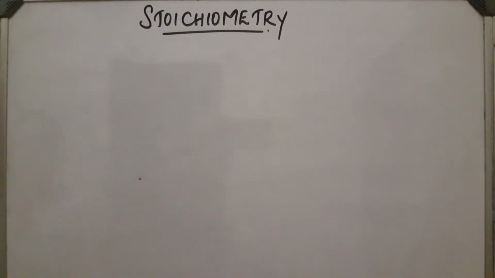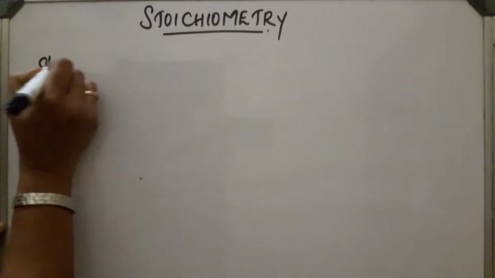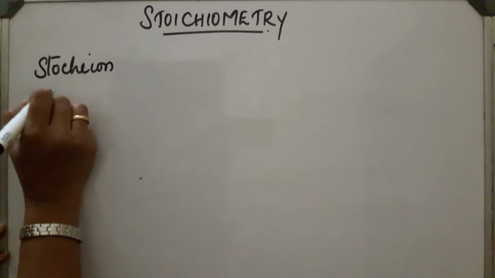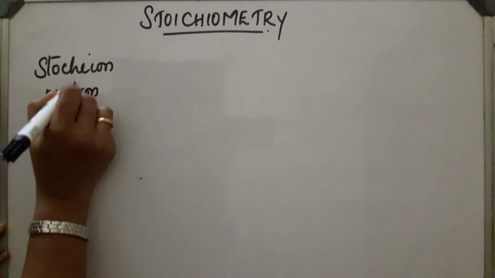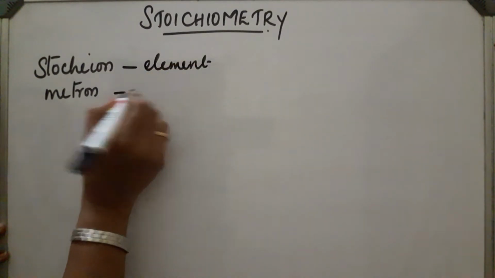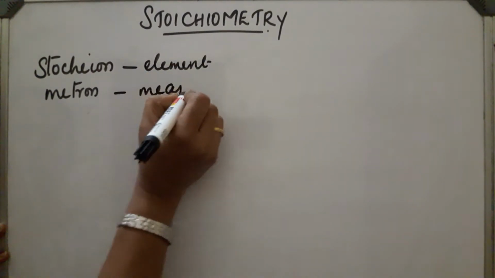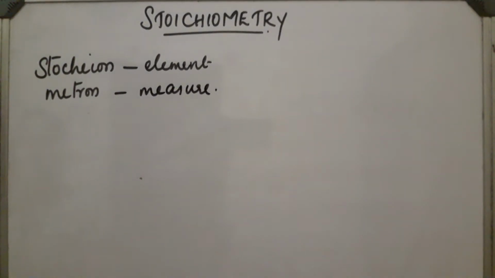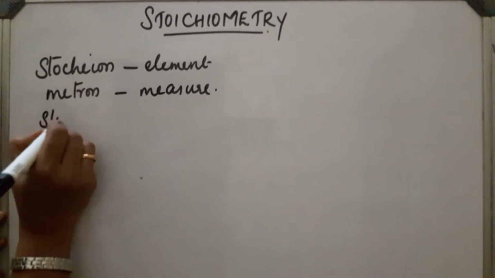Stoichiometry. Stoichiometry is derived from two words, stoichion and metron. Stoichion means element and metron means measure. So stoichiometry means the calculations of masses or volumes of reactants or products in a chemical reaction. Okay.